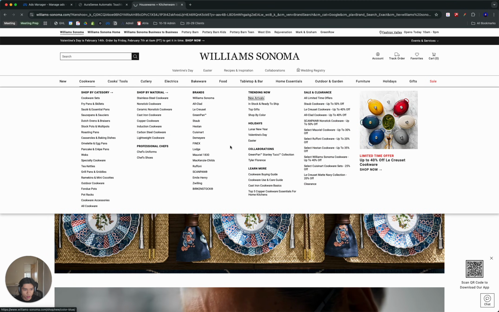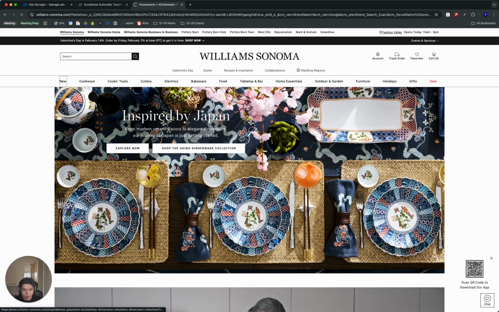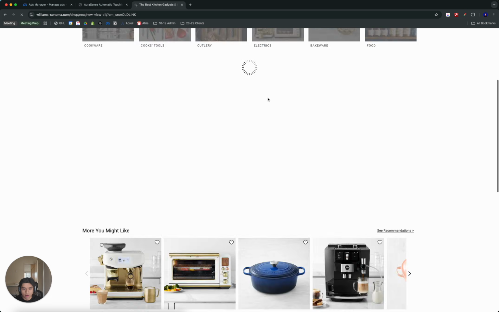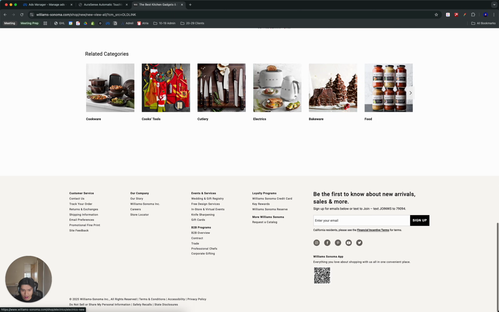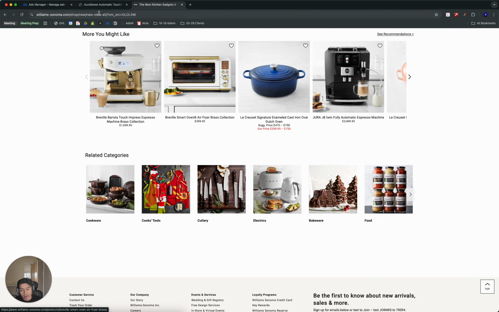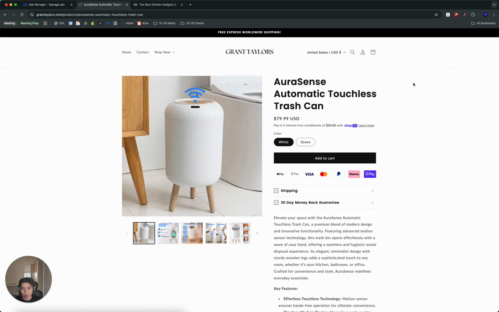But if I just go into their new arrivals, or actually if I just go into new, you're going to see all kinds of products. And I've seen in my experience that a winning product, even if it's a problem solver, will sell on a store that looks just like this.